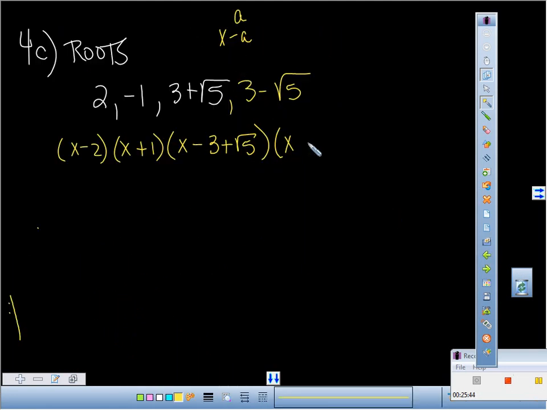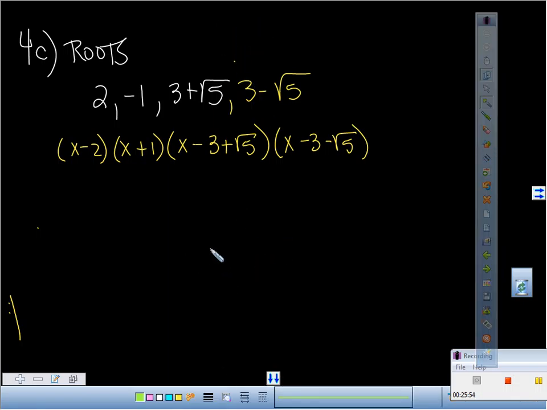Okay, so this one's x minus 3 minus the square root of 5. Now I'm going to show you something. Some of you will understand it and some of you won't. If you don't, the root is 3 plus or minus the square root of 5.